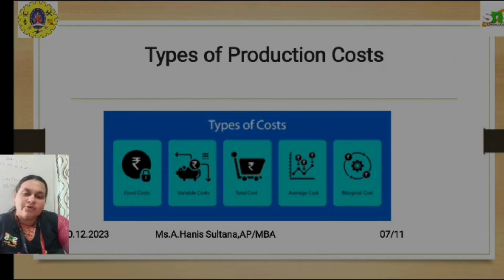Variable cost varies with the volume of production. For example, if we are producing 500 units, we will have a different electricity bill, the units consumed will be less, and if we are producing 5000 units, double the electricity units will be consumed. So what is total cost? Total cost is nothing but fixed cost plus variable cost.